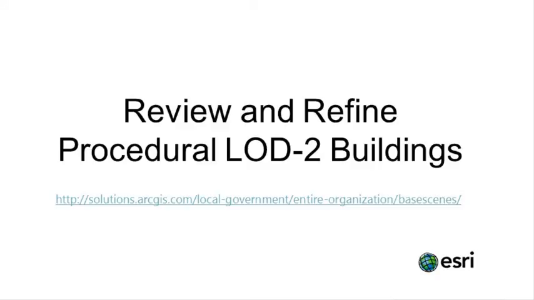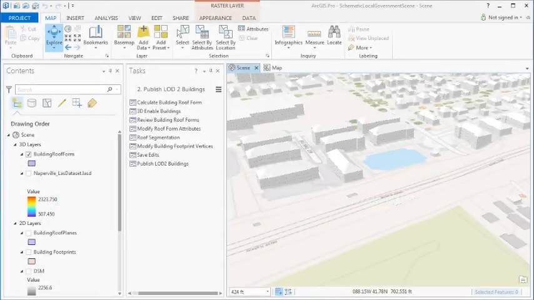This video will help you understand how to review and refine 3D building forms extracted from your LiDAR data. Now we've run the calculate building roof form step, and we've created our 3D buildings using the knowledge the tool has derived. But as with any feature extraction method, there is a level of error that we can expect to see in our automated output. So now we need to review this output and refine the results as necessary to meet our requirements.